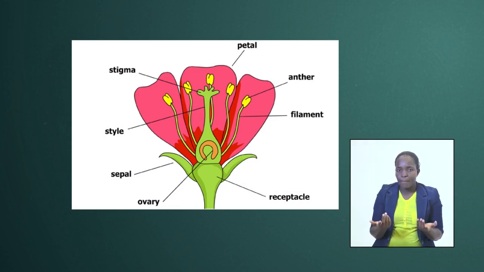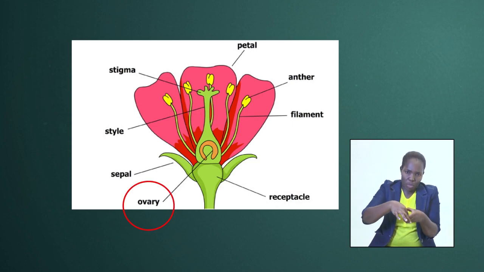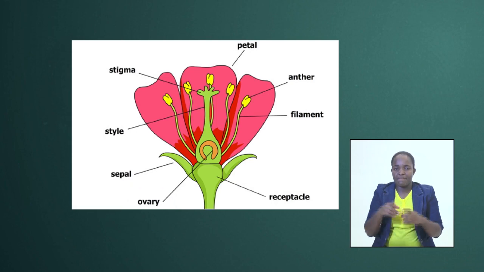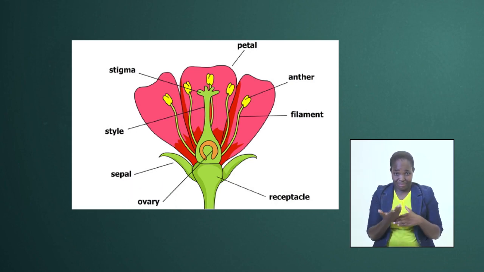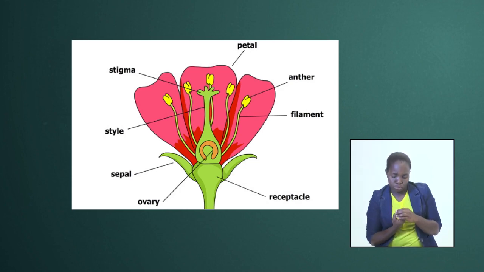Here, the moist surface causes the pollen grain to grow a tube reaching into the ovary and ovule, where fertilization takes place with the female gametophyte. After pollination occurs, fertilization happens, and the ovules grow into seeds within a fruit.